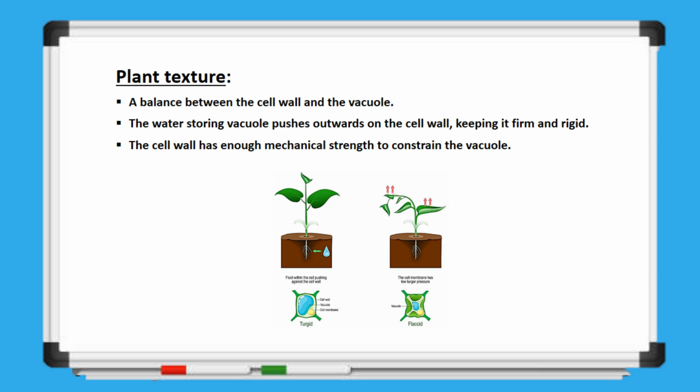The diagram on the whiteboard shows 2 plants. The one on the left is upright and healthy, with a turgid cell, while the plant on the right is drooping and wilted, with a flaccid cell. This illustrates how proper turgor pressure is essential for maintaining plant texture.